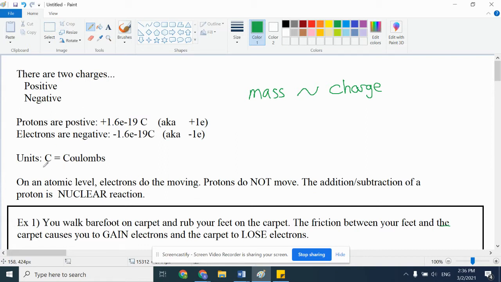Now, as for the unit C, coulombs, it just got the name because the guy who figured it out had the last name Coulomb. Protons are often considered to have a charge of positive 1e, and electrons negative 1e, where e is the electron charge. Now, as objects gain or lose charges, it's happening on the atomic level. It's important to point out that the changes are caused by electrons moving. Protons do not move in the electric world. The addition or subtraction of a proton is actually a nuclear reaction.